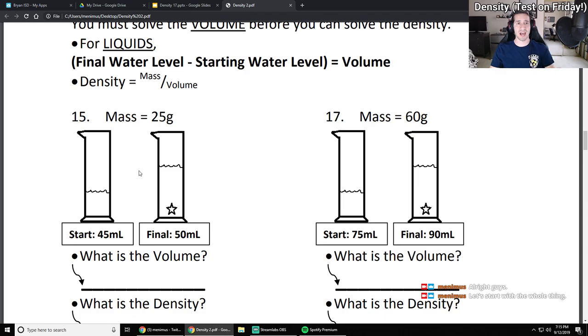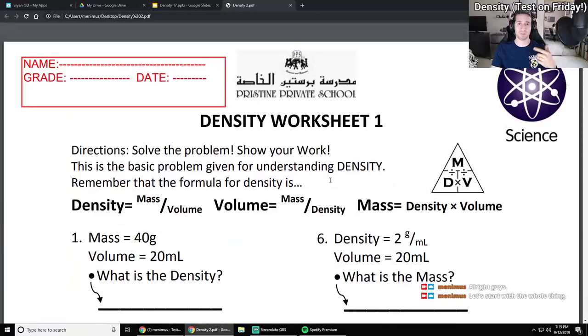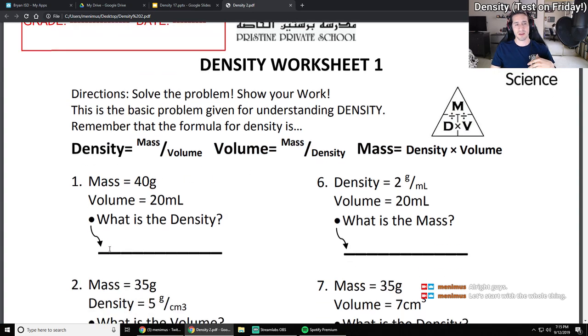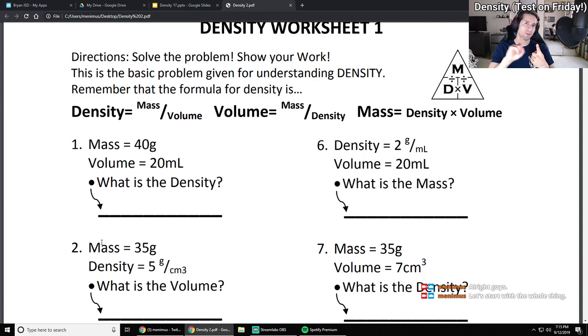So there's that. We got the density formula. We got the triangle explained, which is this. We got the density formula, the volume formula, and the mass formula. We know how to calculate the volume when we have regular solids. We know how to calculate the volume when we have an irregular or not regular solid. Guys, that is pretty much everything that's going to be assessed tomorrow morning and afternoon. I wish you guys the best of luck.